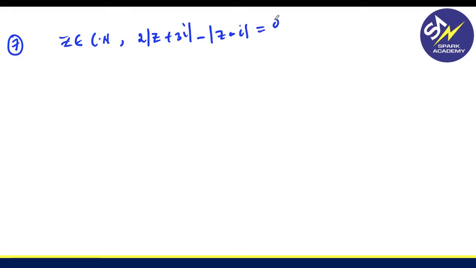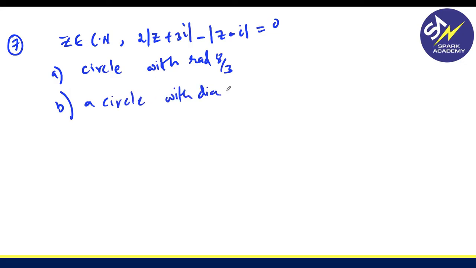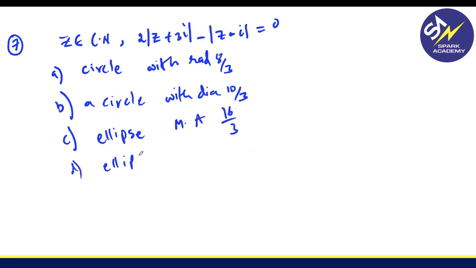Seventh question. If z belongs to complex numbers, then the equation 2 times mod of (z + 3i) minus |z − i| equal to 0 represents what? Options: a circle with radius 8 by 3; second, a circle with diameter 10 by 3; an ellipse with major axis as 16 by 3; an ellipse with minor axis as 16 by 9.